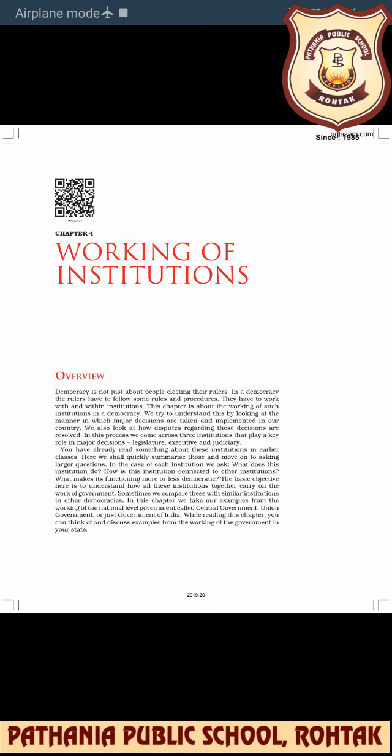As you know, it is mentioned in our constitution that rulers will rule our country under the guidelines mentioned in the constitution. So these elected representatives have to work according to the rules and regulations that are mentioned in our constitution. So this chapter is particularly about the working of such institutions in a democracy.